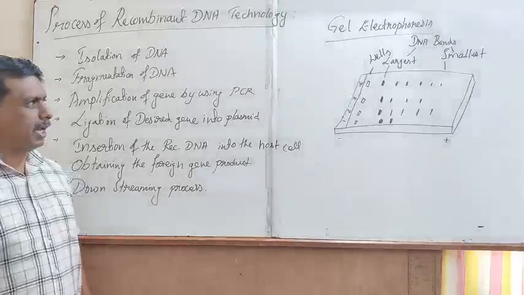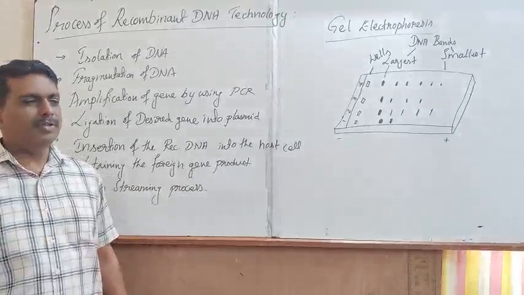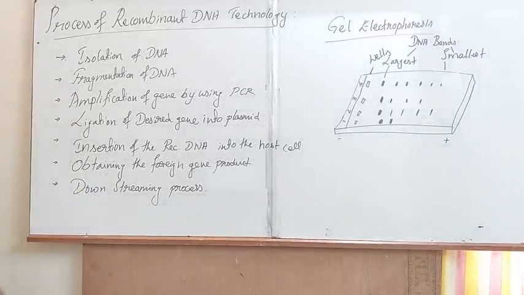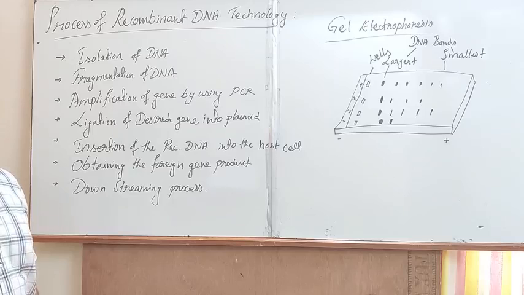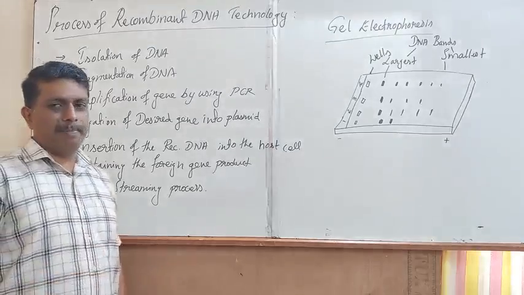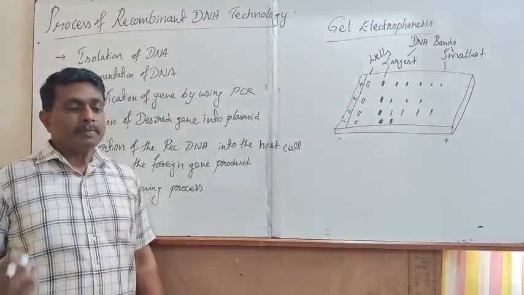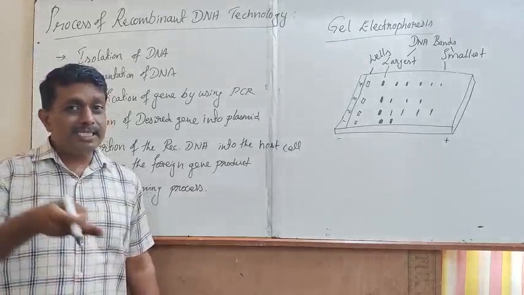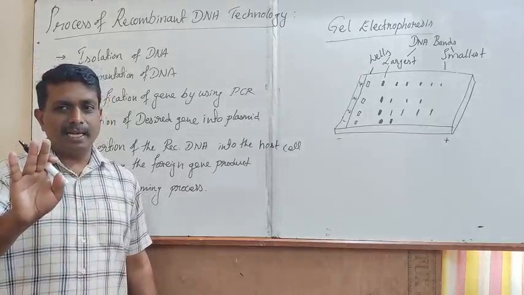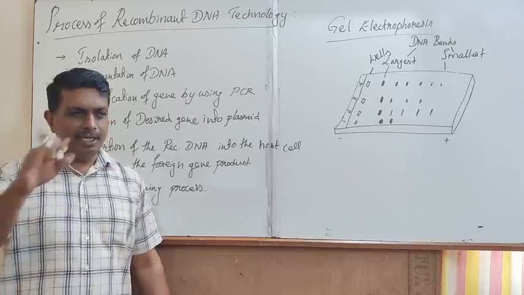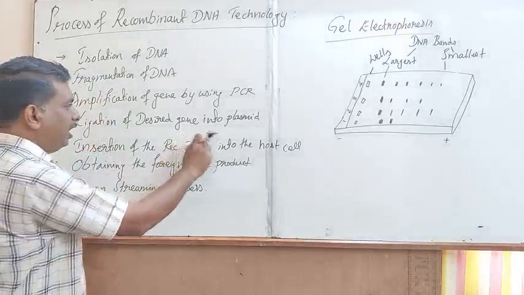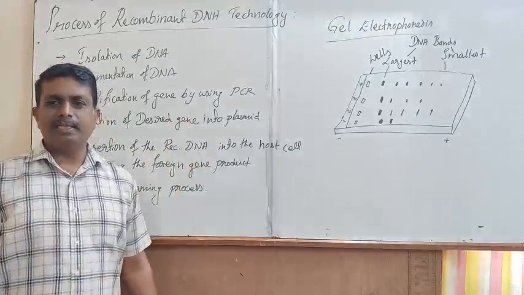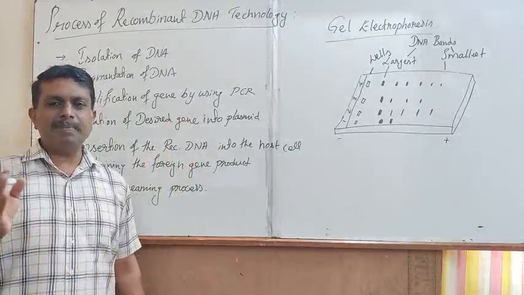The third important step is the amplification of gene by using polymerase chain reaction. The fourth important step is the ligation of desired gene. Ligation refers to insertion. Ligation of desired gene into the plasmid, or it is also designated as gene splicing.